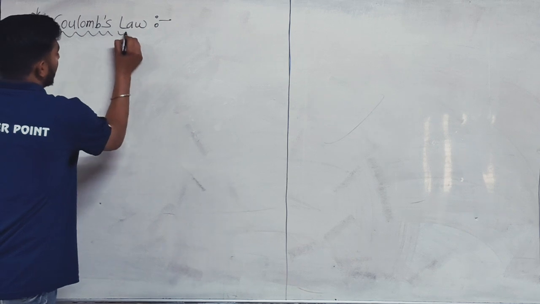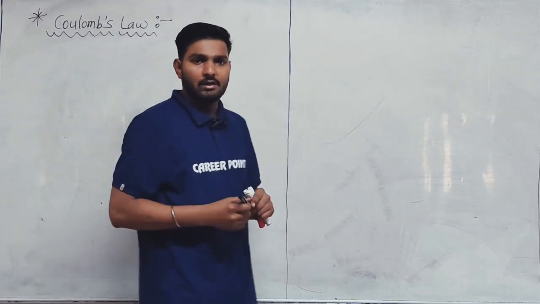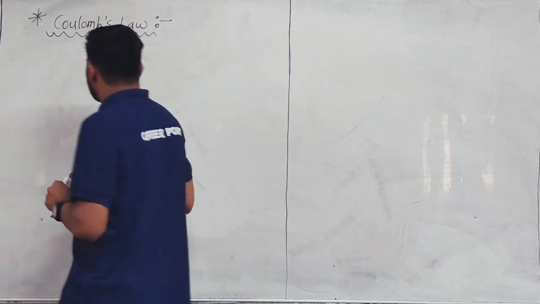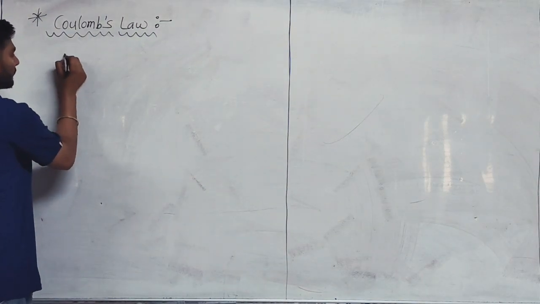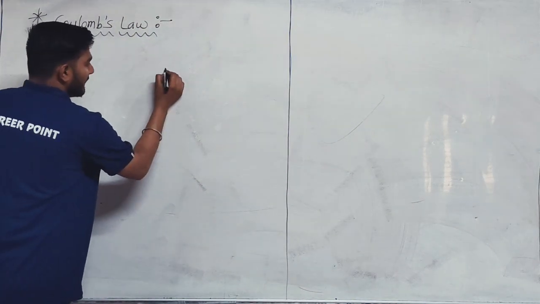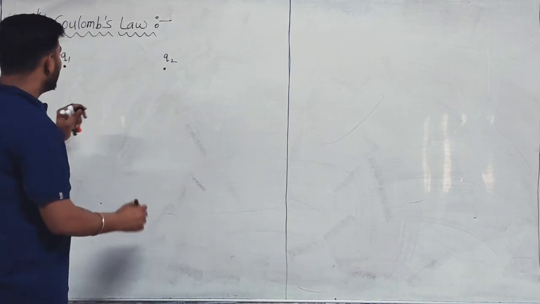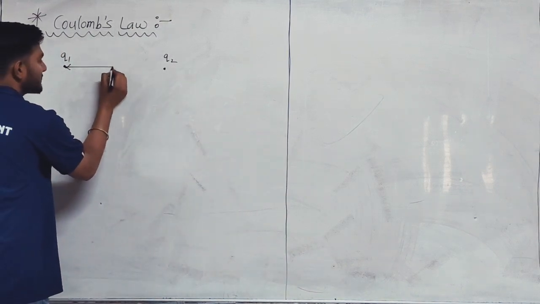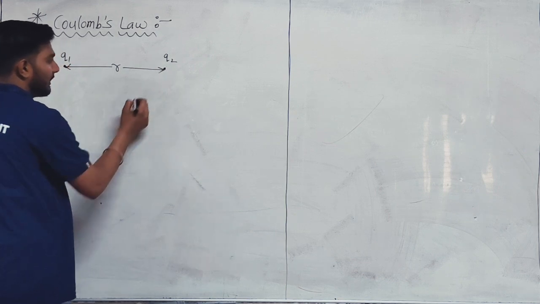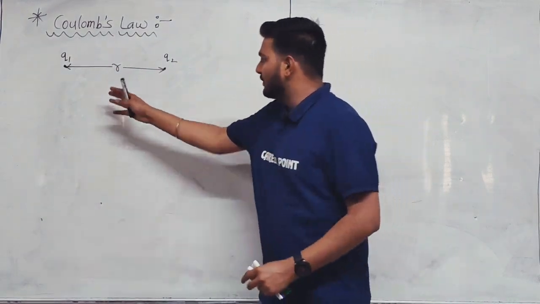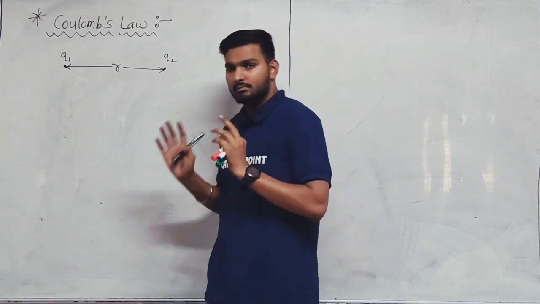So students, Coulomb's law talks about the interaction between charges. Let's suppose we have two charged particles. First one is Q1 and second one is Q2. Both of these two charges are separated by a distance r.